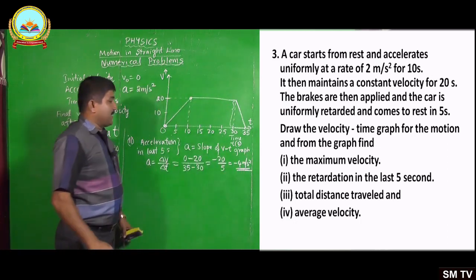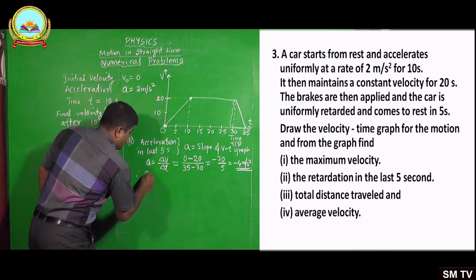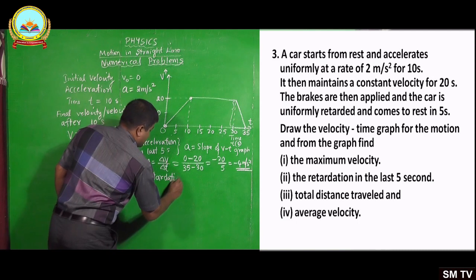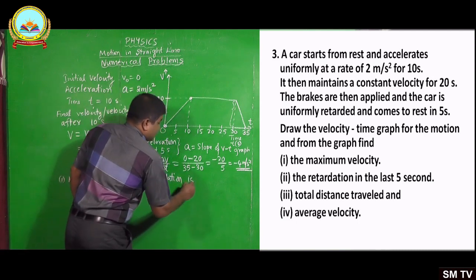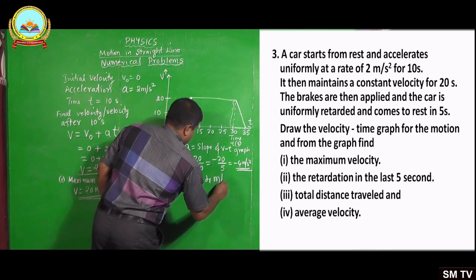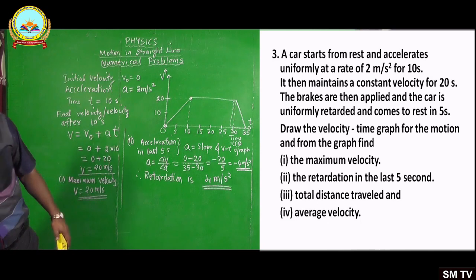Now what we have to get is retardation. In the question they asked retardation. Therefore retardation of the car in last 5 seconds is, magnitude of this, 4 meter per second square. So this is the retardation of the car in last 5 seconds.